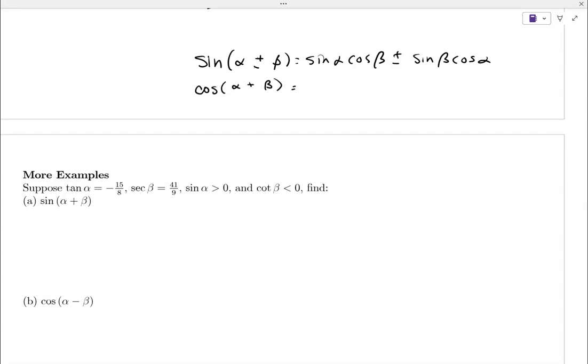Cosine alpha cosine beta, and minus. Good. So remember, for cosine, it goes cosine, cosine, sine, sine, but the sign in the middle flips, right? So for a minus here, it would be plus there.